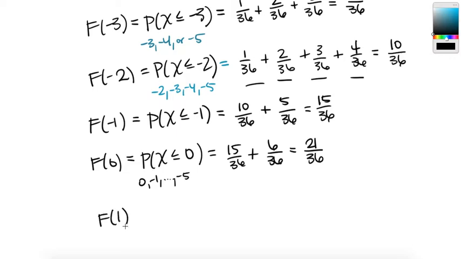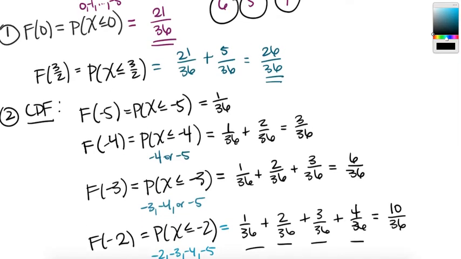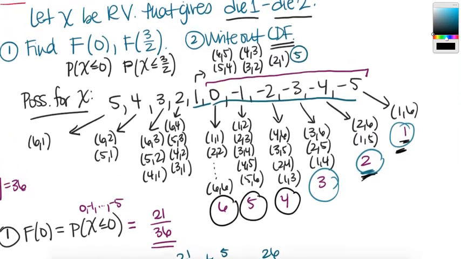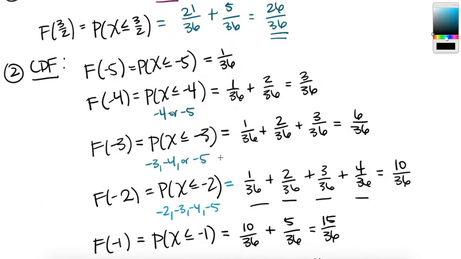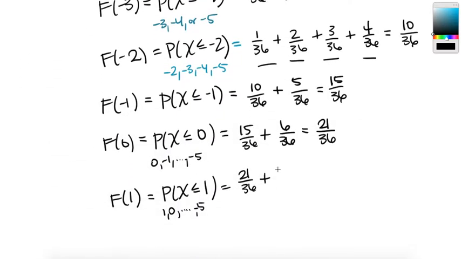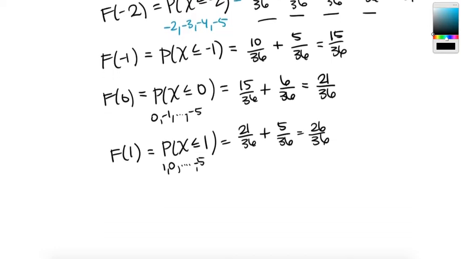Okay. Now we keep increasing the value by 1. Probability that x is less than or equal to 1. So now it could be 1, 0, all the way down to -5. So it's all of the previous ones plus the probability that it's 1. And it is 1 5 times, for a total of 26 out of 36.